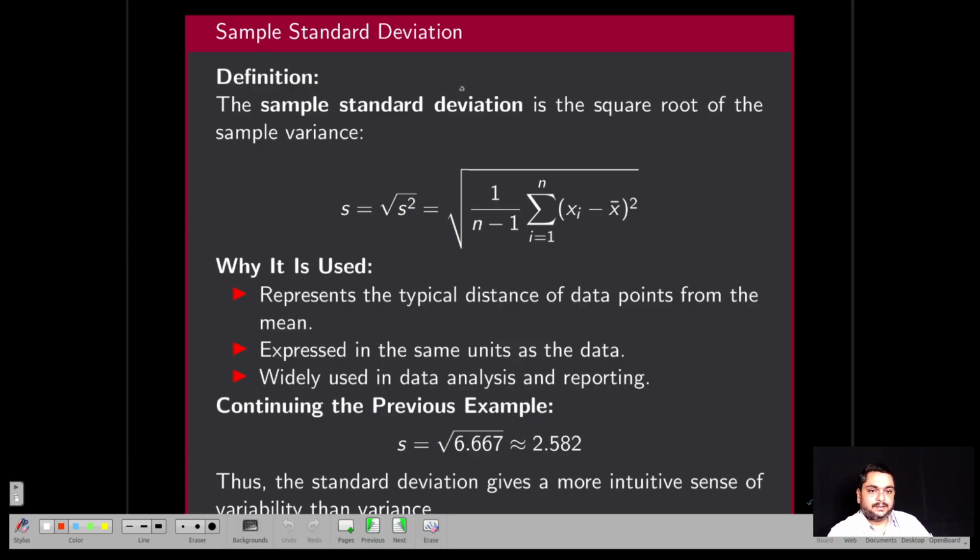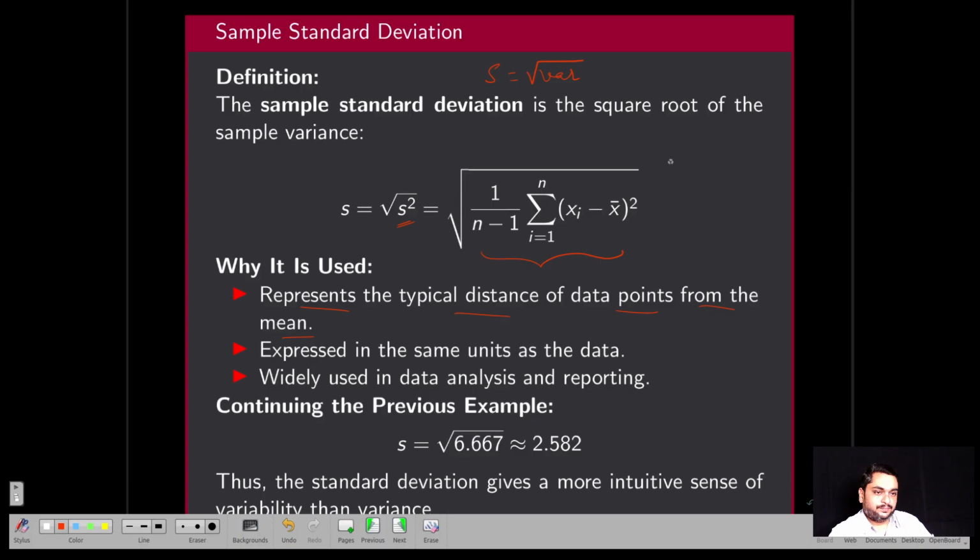Next, what is standard deviation? The standard deviation is nothing but the square root of the variance. S square is the variance, so the square root of this is the standard deviation. This is the formula for variance; take a square root of it. Why is it used? It represents the typical distance of data points from the mean value.